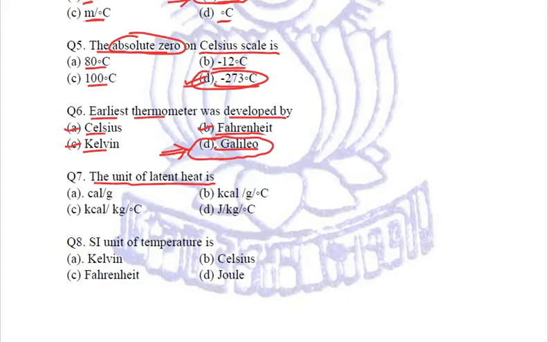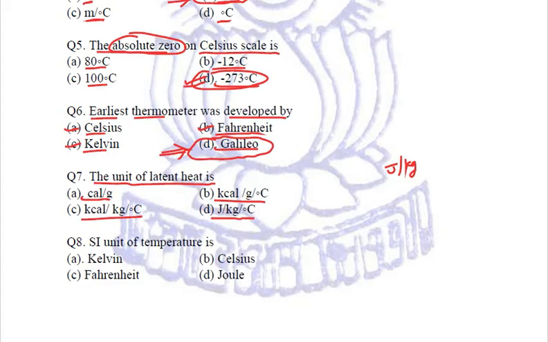Actually, the SI unit of latent heat is joule per kilogram. Let us see if this is given in the options. Options are calorie per gram, or kilocalorie per gram per degree Celsius, or kilocalorie per kilogram per degree Celsius, or joule per kilogram per degree Celsius. Important thing is, we are not actually given any kind of actual SI unit, that is joule per kg.